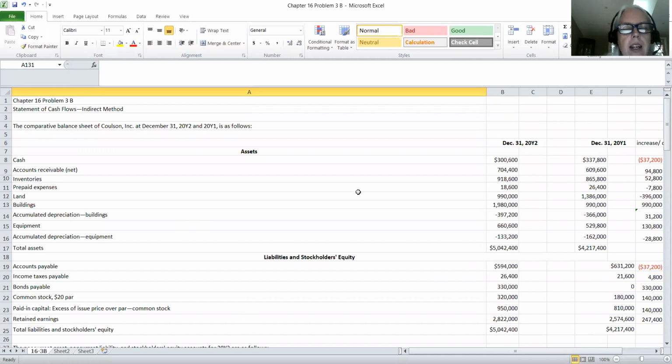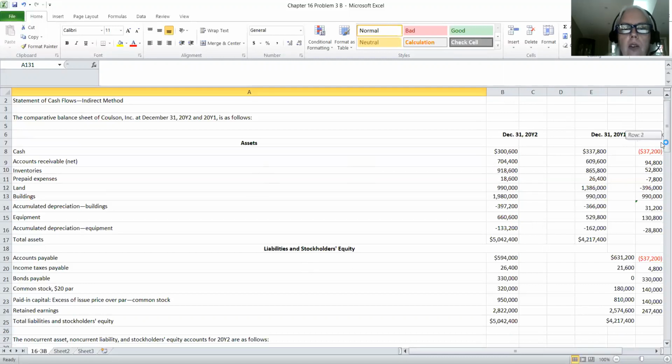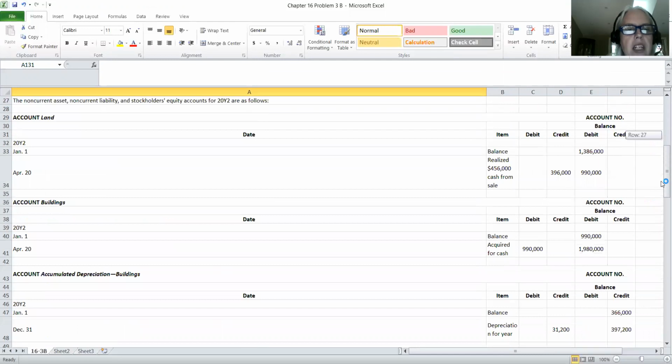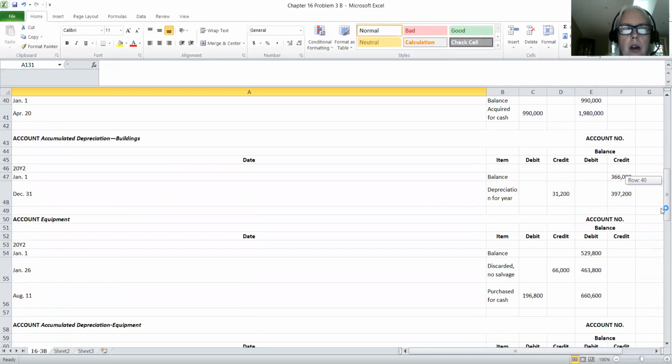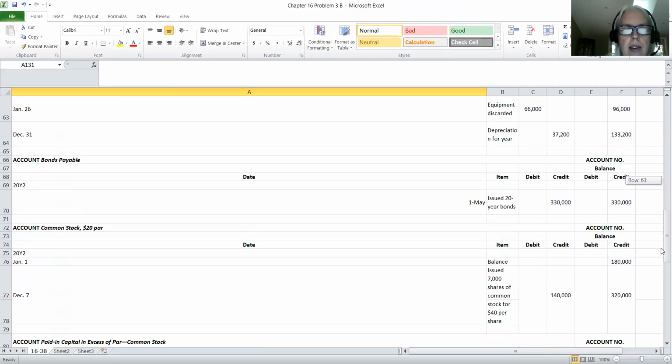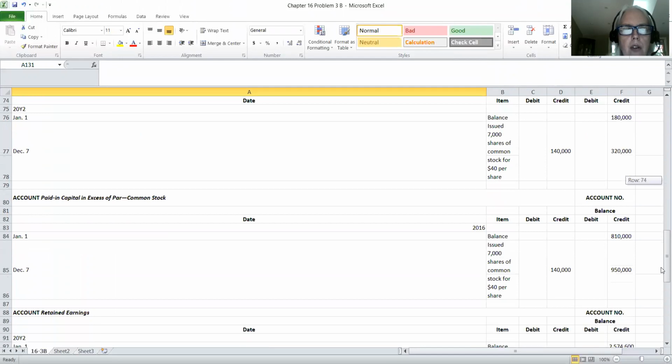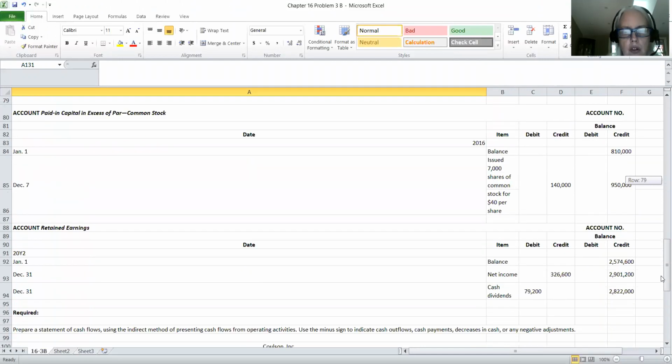What you're looking at is a comparative balance sheet for the years 2001 and 2002. They've given you a balance sheet, and in this problem, they actually give you examples of ledger accounts that are completed with additional information that you need to be able to create a statement of cost of goods manufactured. All this is additional information.